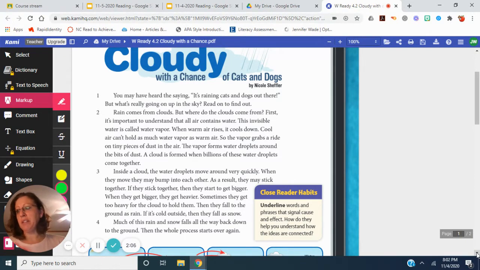Remember, we talked about some of those words yesterday. So, because, as a result of. If you see any words like that, I would like you to write them down. You can also write down signal words if you see any sequence signal words. That will help you understand the article also. All right, so I'm going to give you about 5 minutes to read the article.